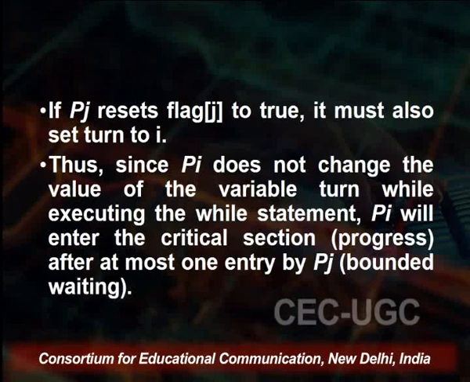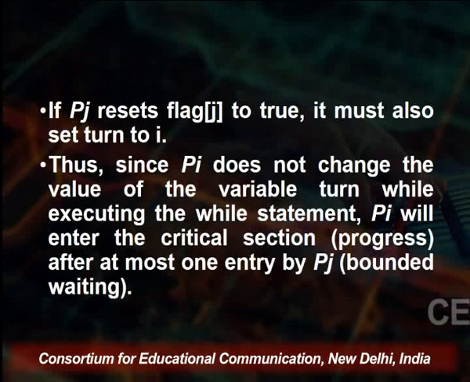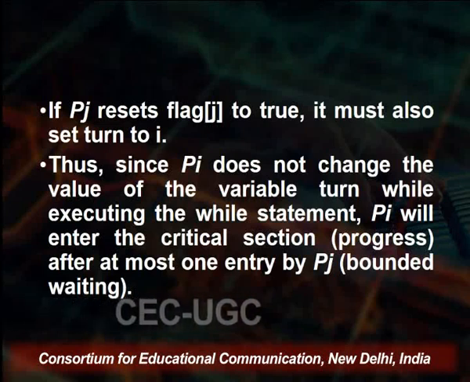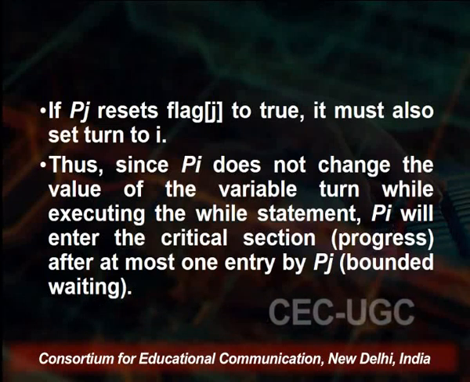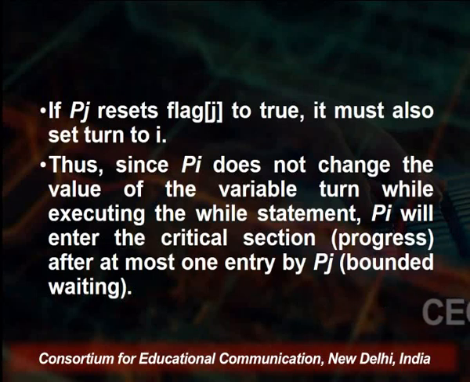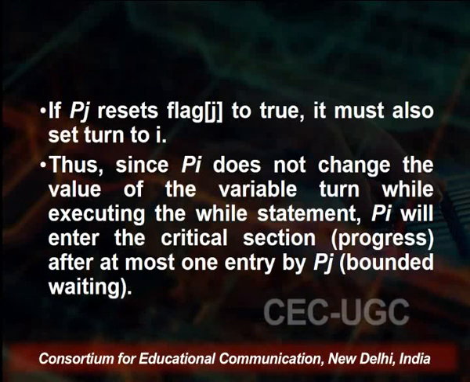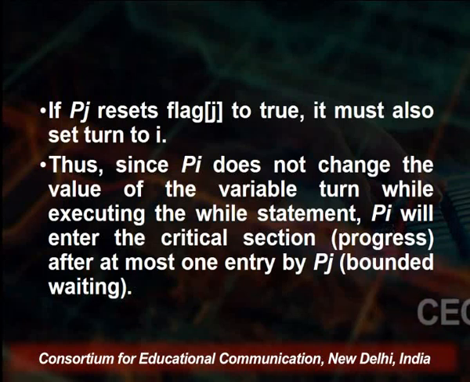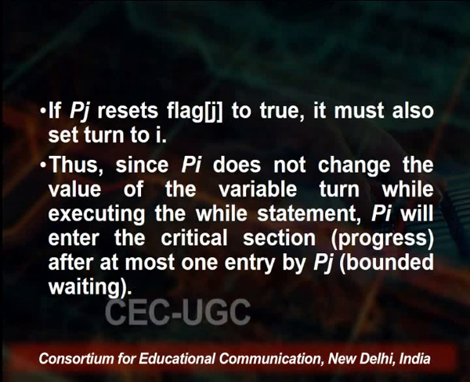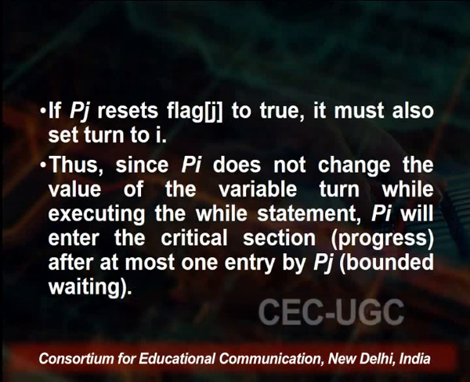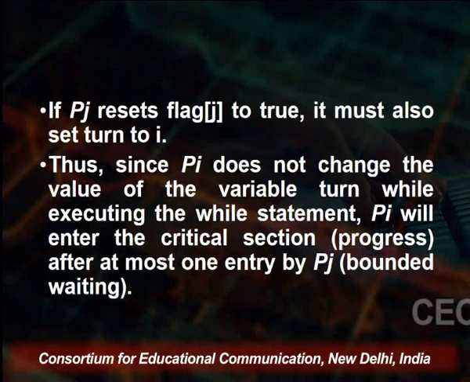Because Pj is setting the value of flag j to true, it is also setting the turn to i, because we have seen that the process is always giving the turn to the other process. So process Pj will give the turn to process Pi. Thus, Pi does not change the value of the variable turn while executing the while statement. So Pi will enter the critical section, that is, it will progress after at most one entry by Pj.